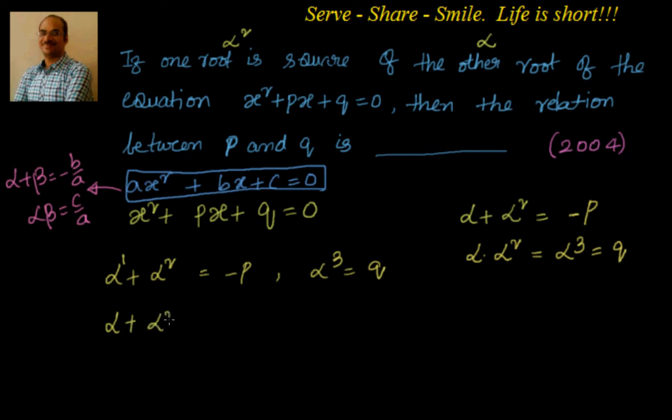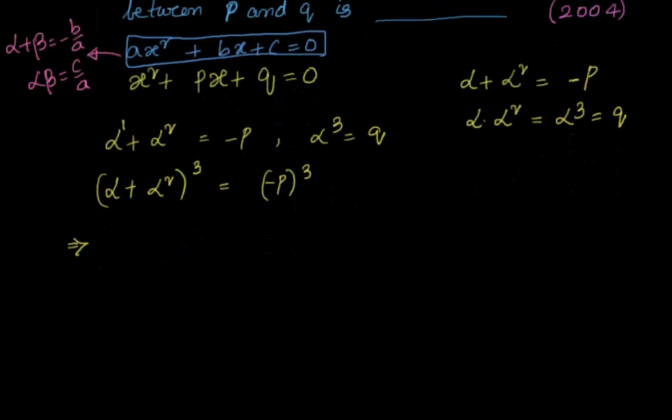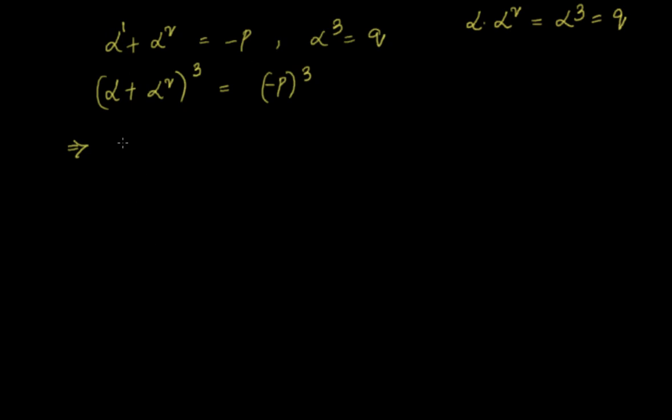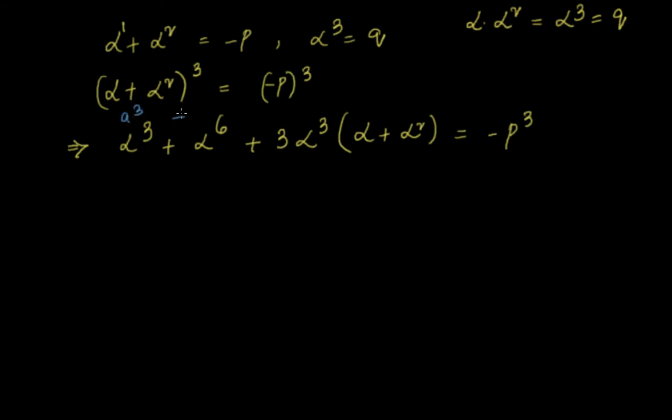This first equation, I have alpha plus alpha square whole cube equal to minus p whole cube. Let's go to the next step. We know this is a plus b whole cube, that's what we are doing now. So a cube, alpha cube, plus b cube, alpha power 6, plus 3 into a into b, that is 3 alpha cube, into a plus b, that is alpha plus alpha square, is equal to minus p cube. What's the formula we have used? a plus b whole cube is given by a cube plus b cube plus 3ab into a plus b.